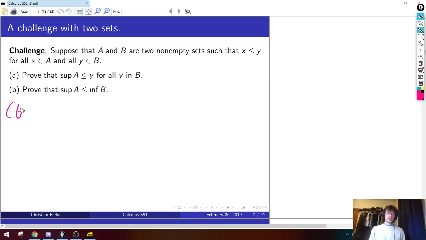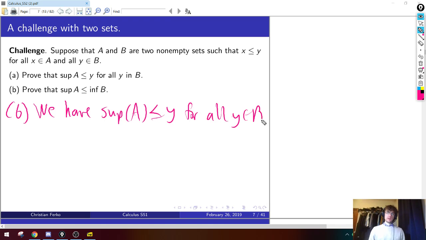Okay, so a little trickier. How can we prove now that the supremum of A is less than or equal to the infimum of B? We've proven that the supremum of A is less than or equal to y for all y in B. Good, that was part A. For all y in B, I agree. How does that help us?